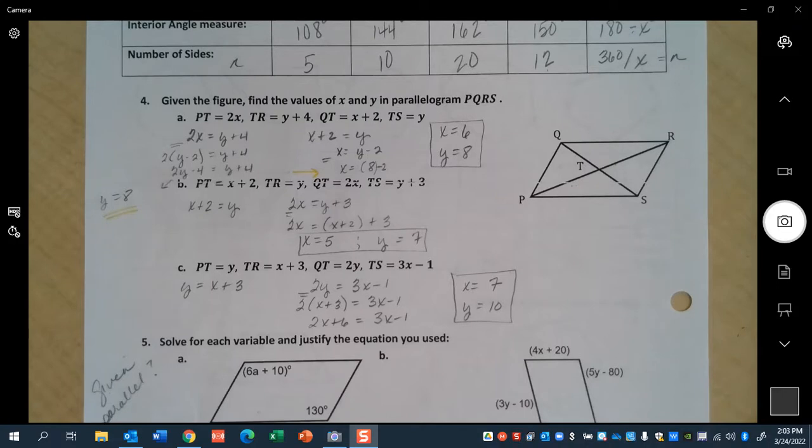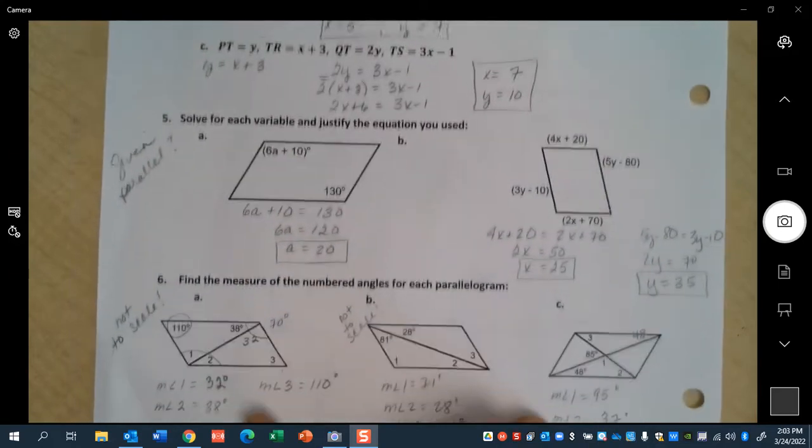Saw another hand. Donovan, did you have your hand up? I figured it out. Okay. All right. So we'll talk about these down here.